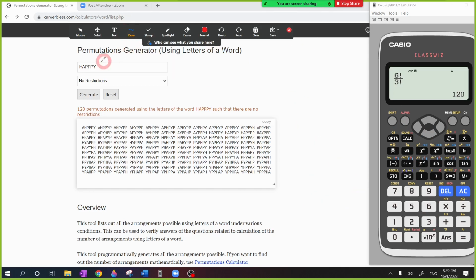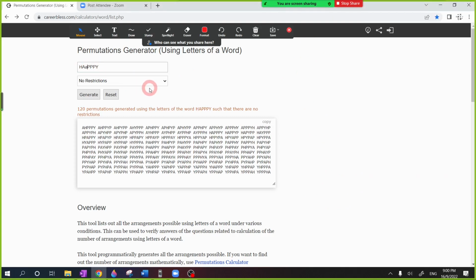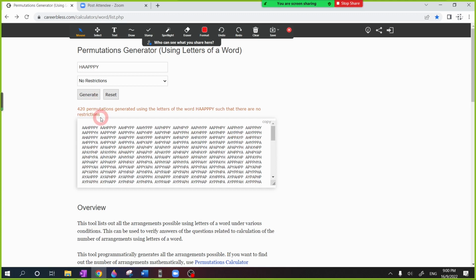Okay, this time let me change the question a little bit. Now let me add one more A here. So I have 2 A's, 3 P's. So how many ways can we arrange all these letters? Let me show you the correct answer first. We should be able to get 420 ways, right? So how do we get this answer?